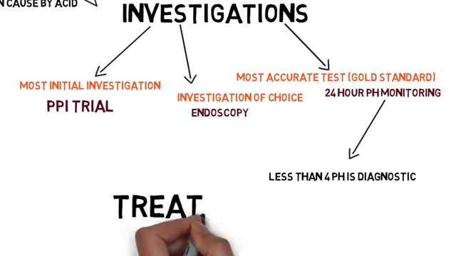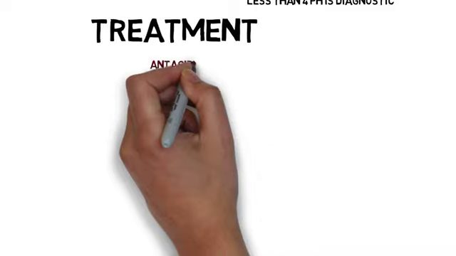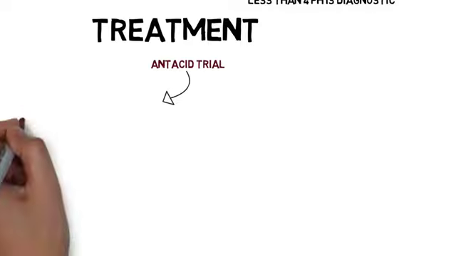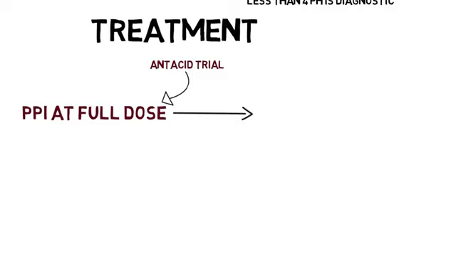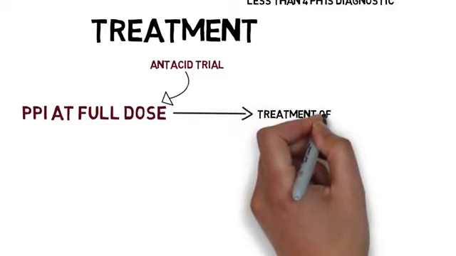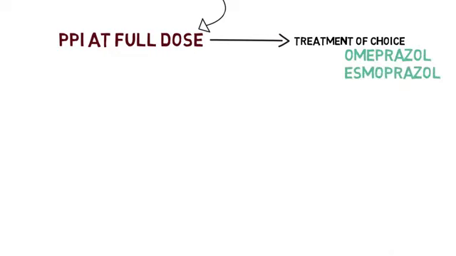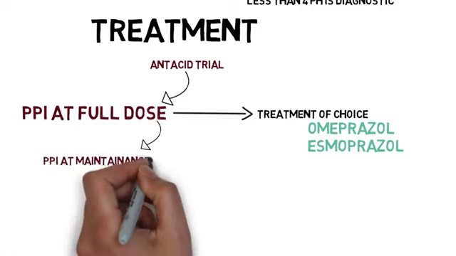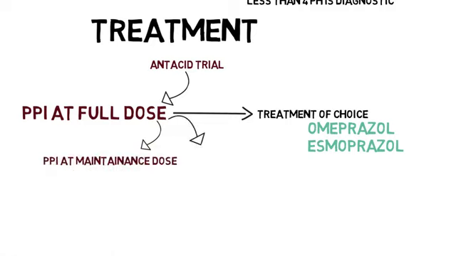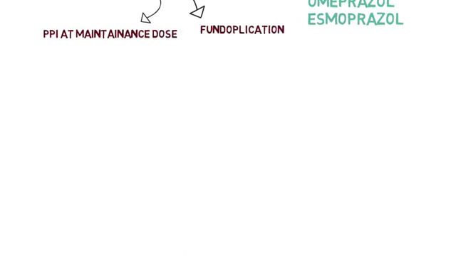Now let's discuss the treatment options available for GERD. First of all, give an antacid trial to the patient. If the patient shows signs of improvement, go for a proton pump inhibitor at full dose. Basically, this is the treatment of choice, that is PPI at full dose, and the names are omeprazole and esomeprazole. If the patient shows good results, go for PPI at maintenance dose. But if the patient is not showing good results, go for a surgical procedure, that is fundoplication.